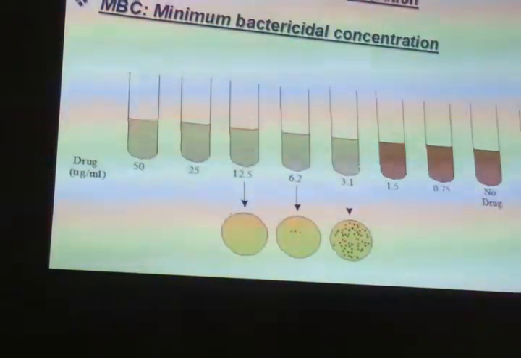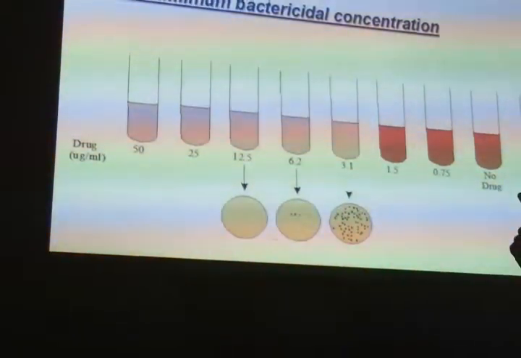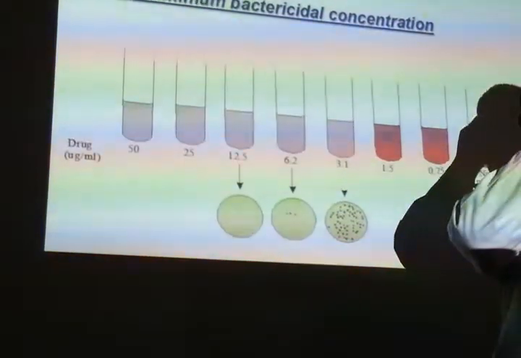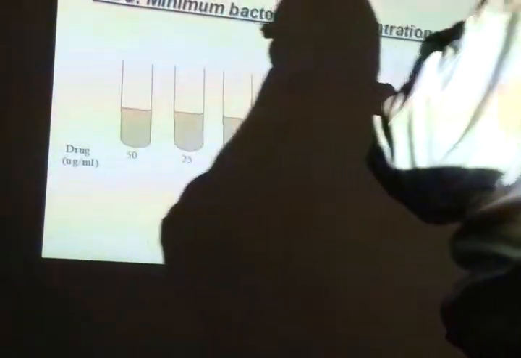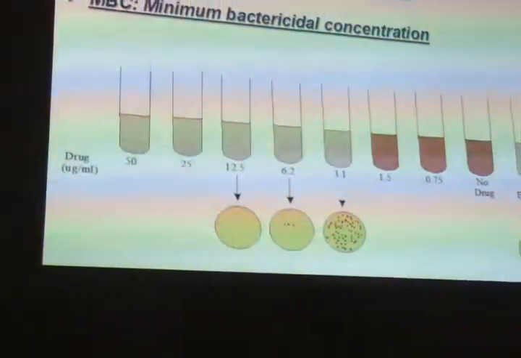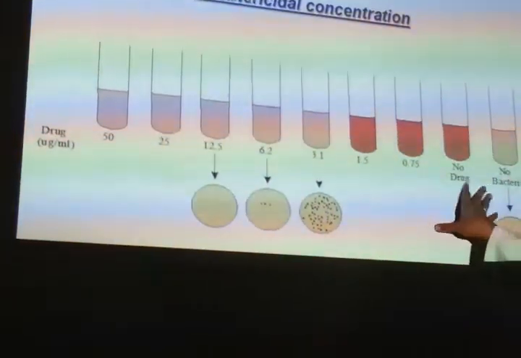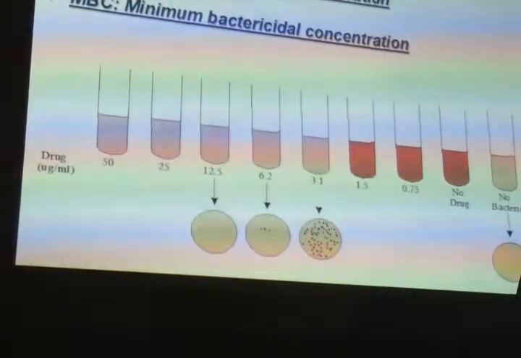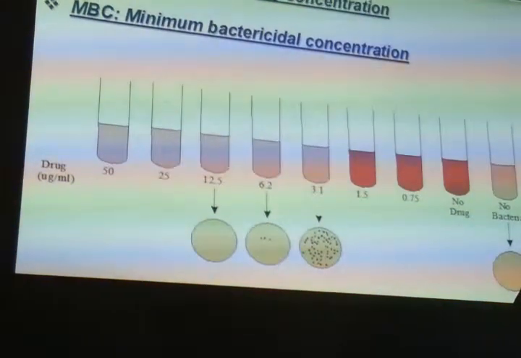Bactericidal means all the bacteria are dead. The drug is no longer killing bacteria, because it's all dead. You see, for different bacteria, we have different antibiotics. For a specific antibiotic, the MIC and MBC are different. For another antibiotic or another bacteria also, the MIC and MBC will look different.